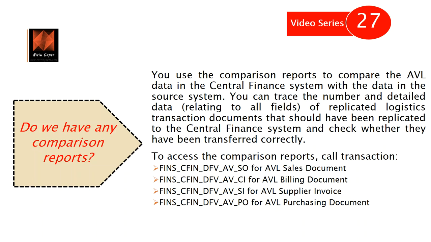In the comparison report, we have a report for sales documents, a report for billing documents, a report for supplier invoices, and a report for purchase orders. I'll not read the transactions, these are listed on the screen. But there are 4 standard reports available for AVL comparison. Very interesting functionality. Try to use it, even for test purposes, and you will see the difference in how it looks. It brings the information right to the panel, and you will be able to see, for example, what my purchase order number is for the invoice. Very, very interesting functionality.